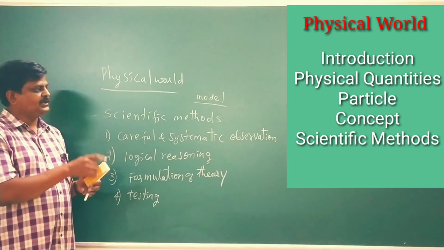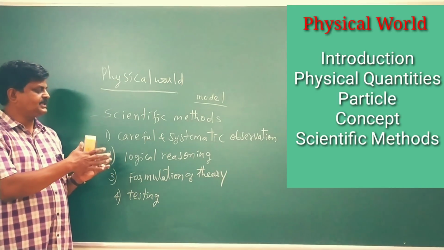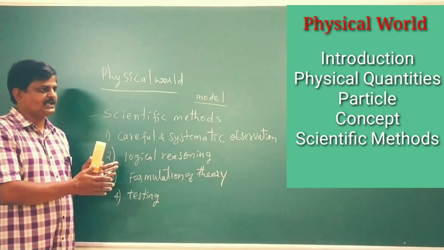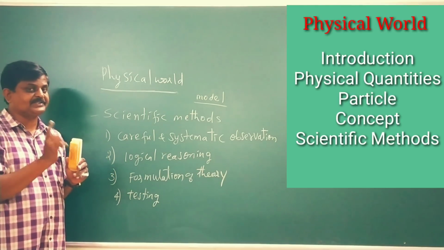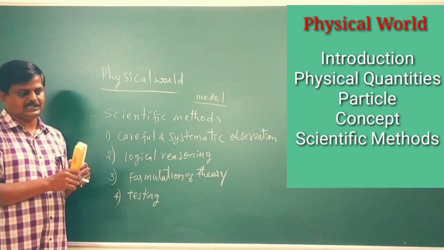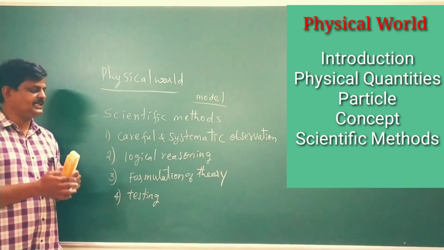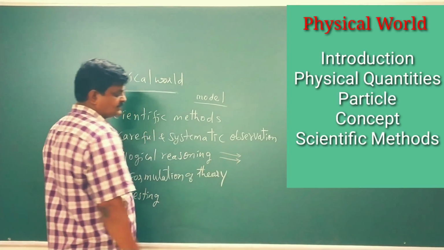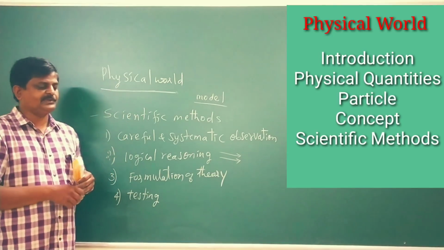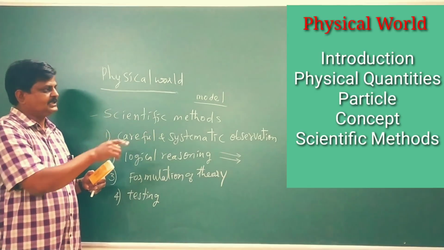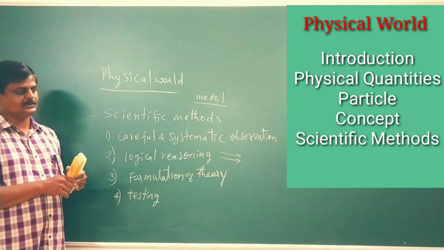Let me repeat. What is a model? Sometimes the scientists make a model. What does a model stand for? It is just a physical representation of a system. For example, light is a system. How do we represent light? Light is modeled as rays. This is another way of representing a system physically. That is the model concept.